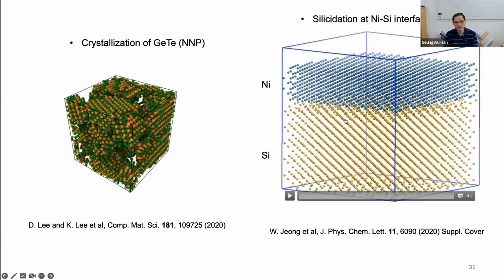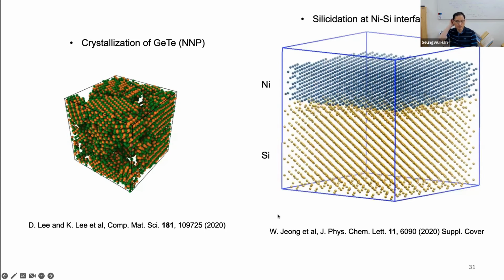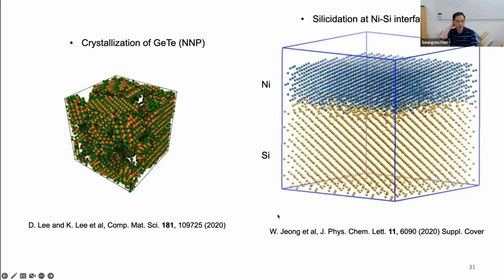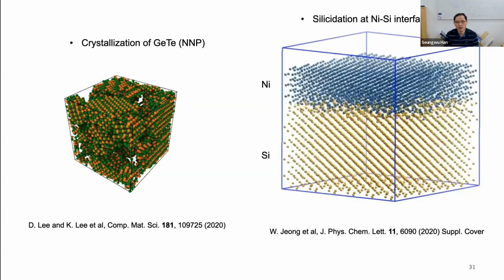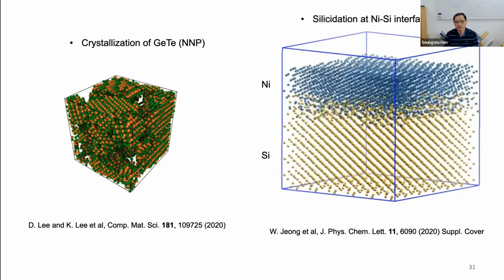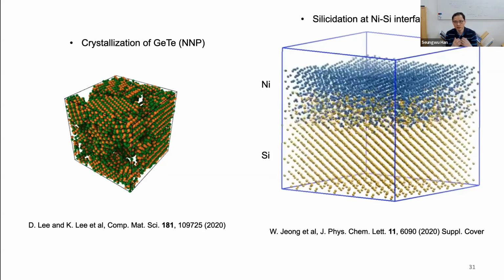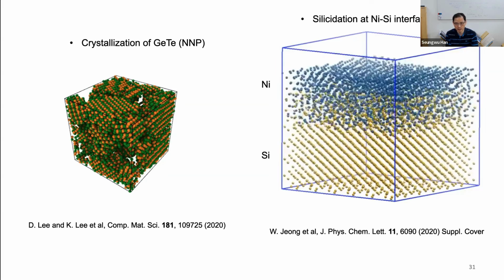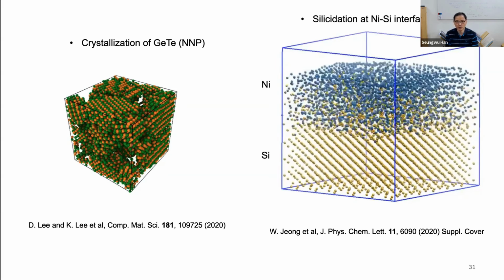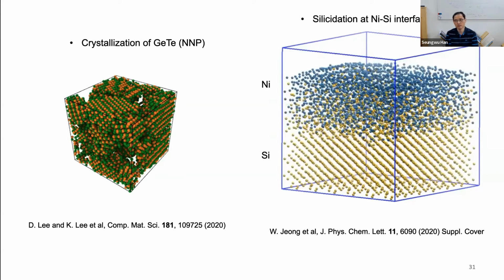And this is the interface reaction between nickel and silicon. This is one of the very famous semiconductor processes, the silicidation. And we can see that nickel and silicon interact and make the compound, make the alloy within the interface region. Right. Okay. So you can do this.